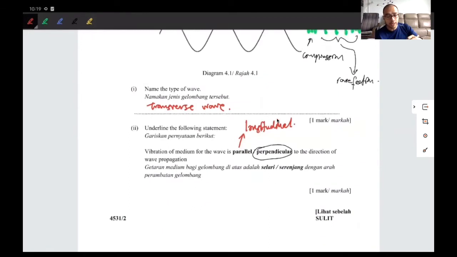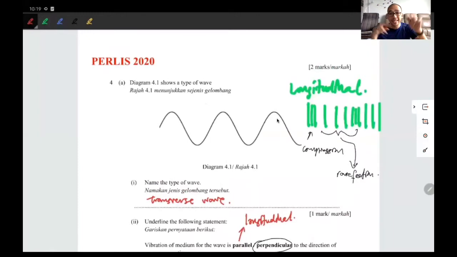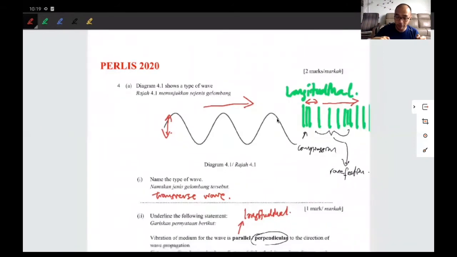Direction of wave propagation means the wave moves, propagates, in this direction. But the medium, the molecules, move up and down. So if you have this, then it is transverse. For longitudinal, the molecules move left and right, and the wave is moving this way. That's why it's parallel, the same direction. So that's the difference between longitudinal and transverse wave.